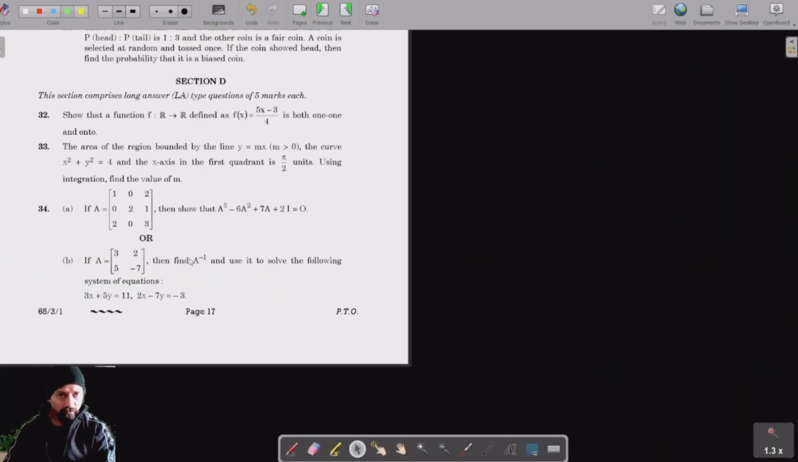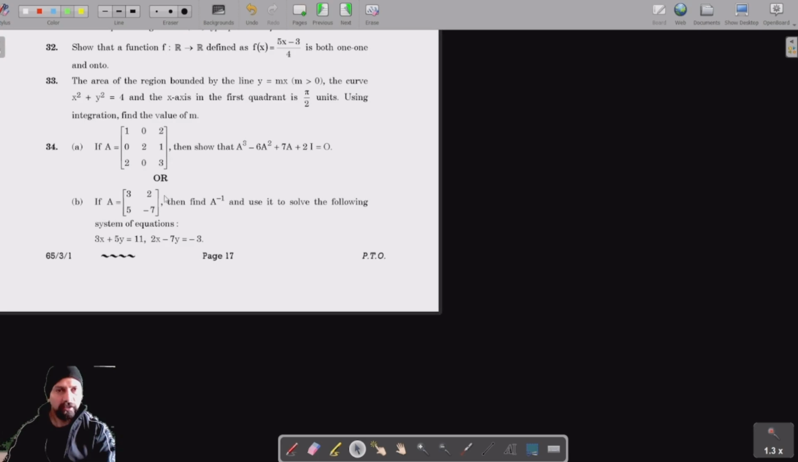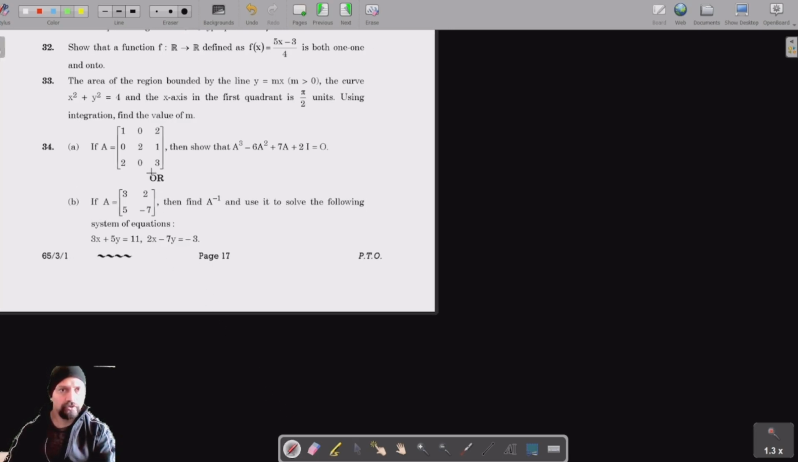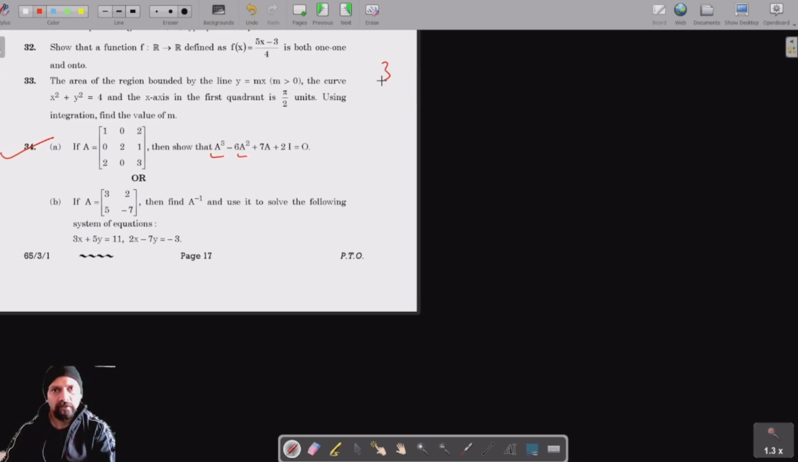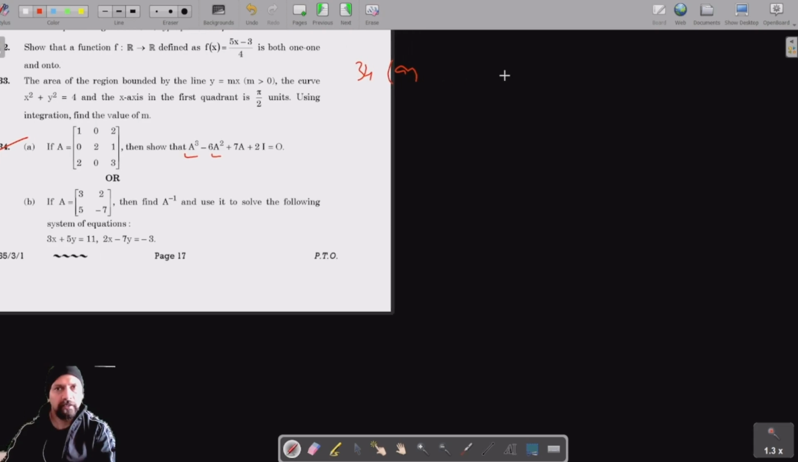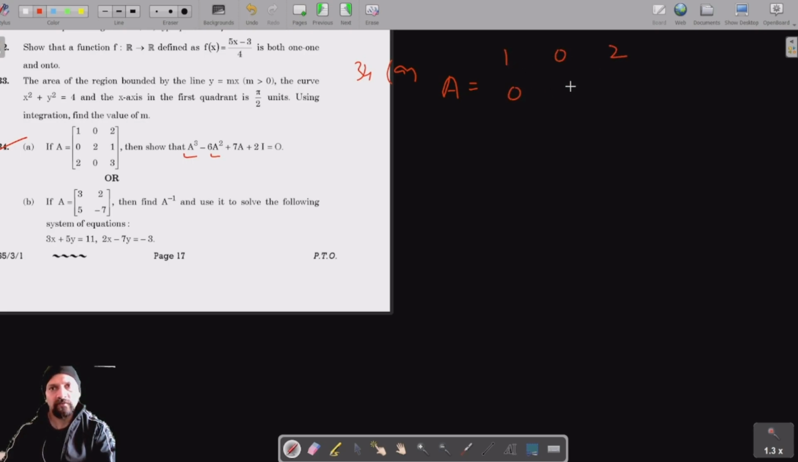Okay, we are on question number 34. For this, we have to show that if matrix A is given, then A cube minus 6A square plus 7A plus 2I is equal to the null matrix. For this, we need A square and A cube. So let's calculate that. It's question number 34, part A. So our A matrix is 1, 0, 2, 0, 2, 1, 2, 0, 3.